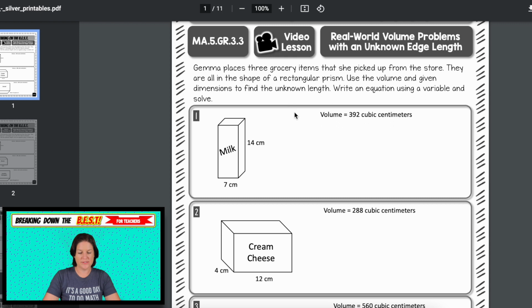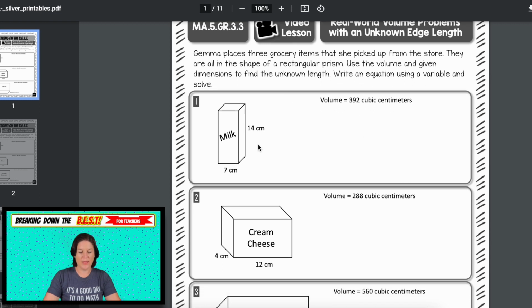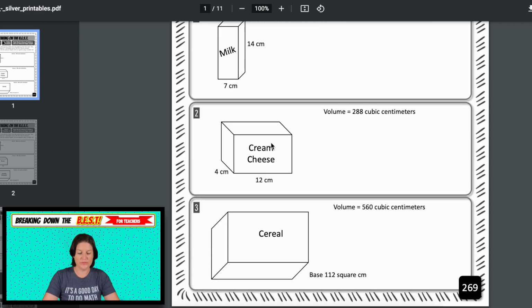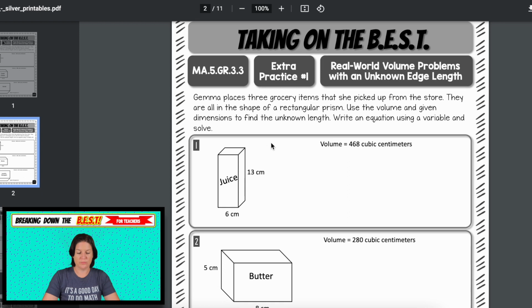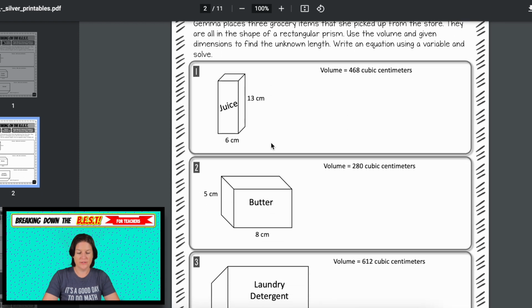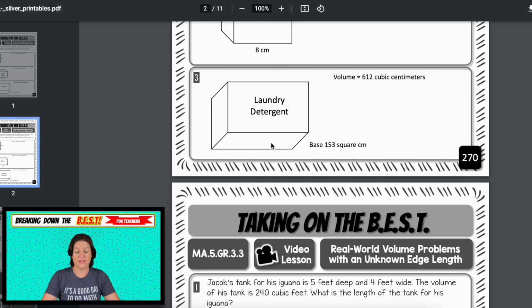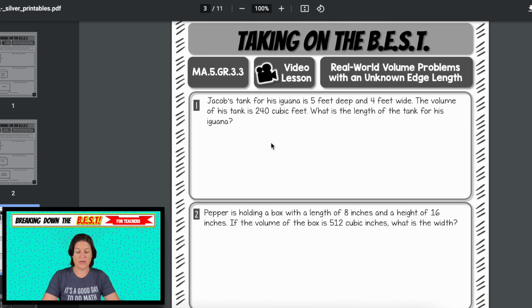The first video lesson gives us the volume and 2 edge lengths, and we need to find the missing edge length, the unknown length, and write an equation using a variable to solve it. So we'll do that in the videos. And then there's extra practice right here that goes along with what we just did in the videos, so students can practice on their own.